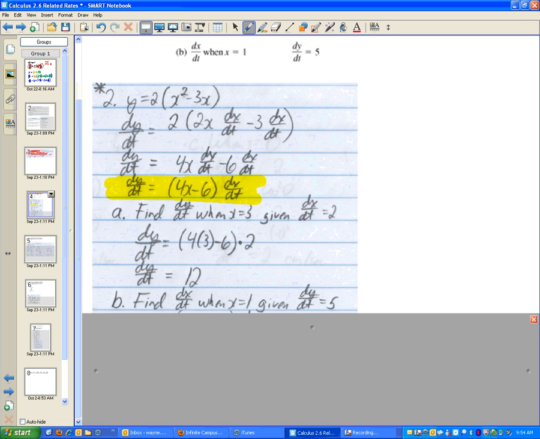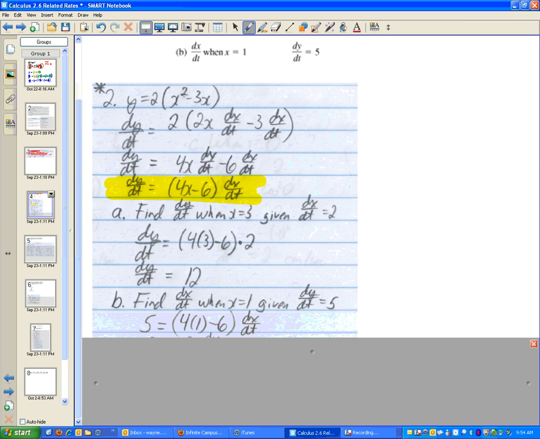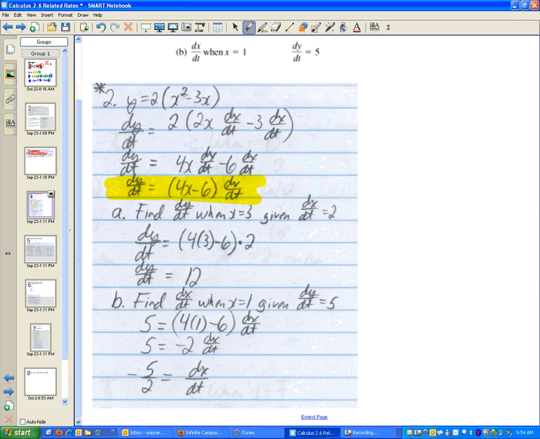So we're going to find dx dt. So dx dt is our unknown. When x equals 1, so replace x with 1, and dy dt equals 5. So replace dy dt with 5, and it looks like that. So solve it for dx dt. Not the worst thing in the world.